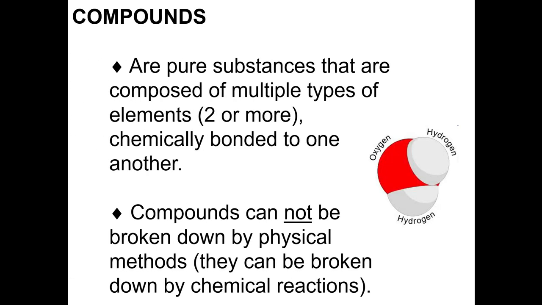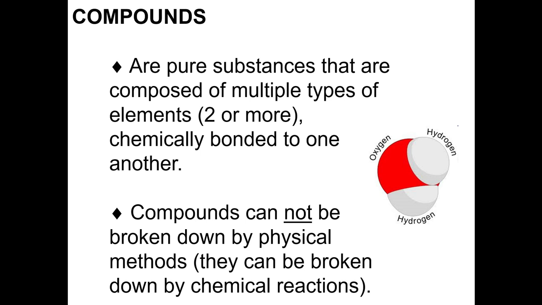Compounds are pure substances that are composed of multiple types of elements, two or more. They're chemically bonded to one another. You have two atoms of hydrogen bonded to an atom of oxygen, and that makes a compound. It's a compound because it's two different things. They cannot be broken down by physical methods. They can only be broken down by chemical reactions, like I would have to heat it and break the bonds.